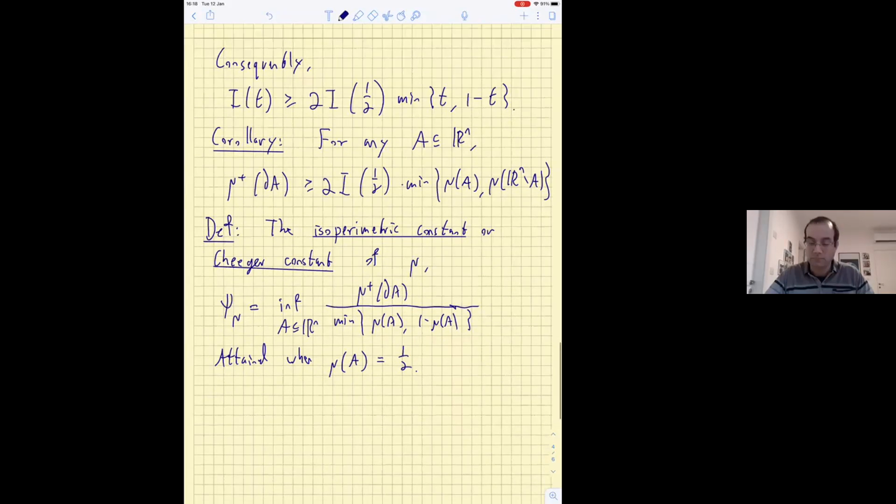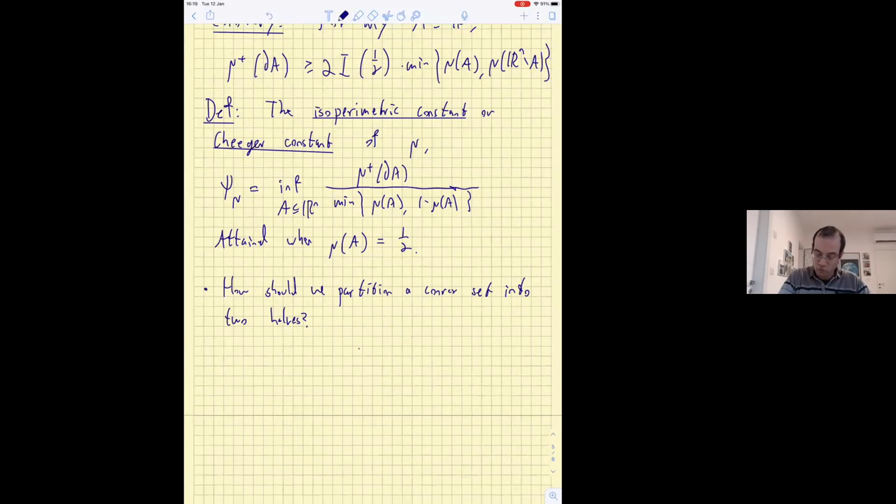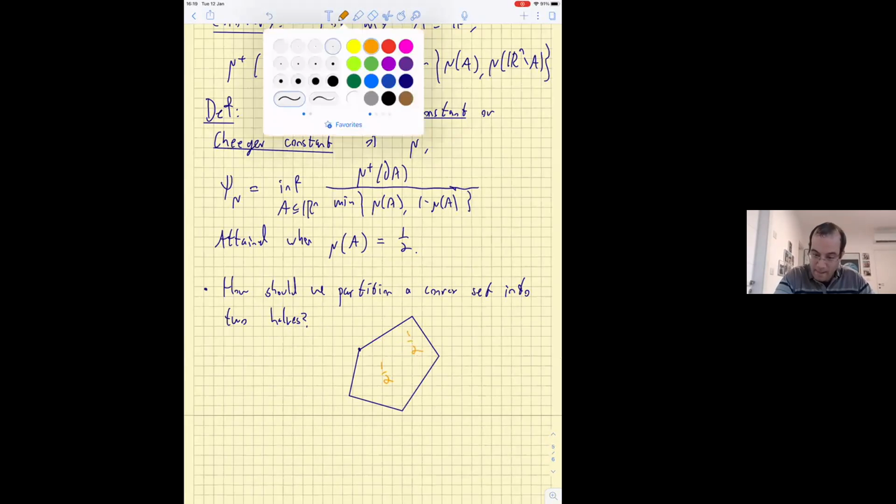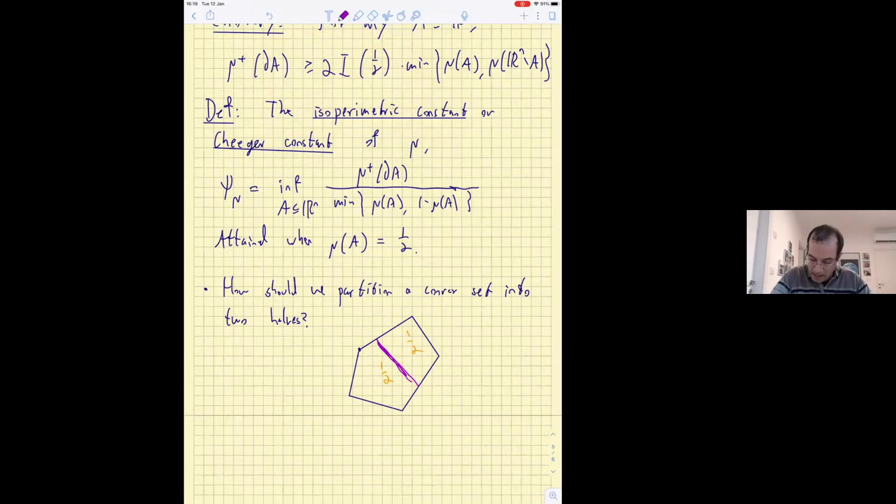Now we are interested in convex sets. So how would you partition a convex set into two parts of equal mass? What's the best way to do it? You want to minimize the interface, right? You have your set, and the measure is the uniform measure on the convex set. You want to find the set A with a given measure, say 1/2 and 1/2, and you want to minimize the interface, this part. How would you do that?